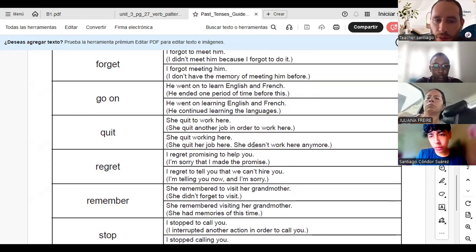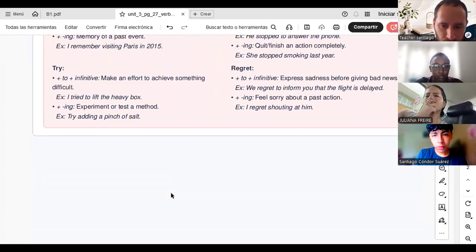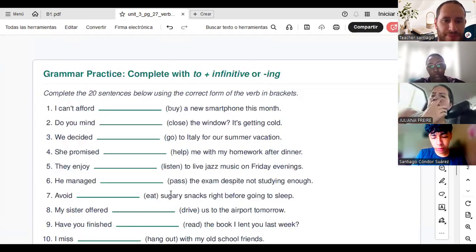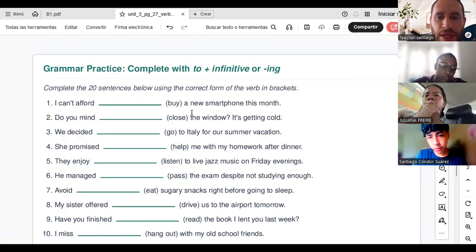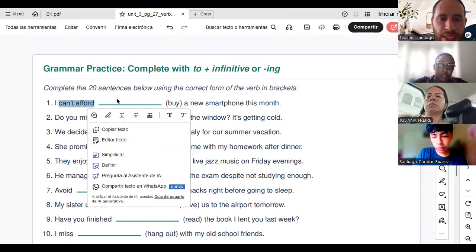Okay? So, I know this is a lot of information. So now, let's practice. Please keep this file open. In that way, it can help you. Mantengan el archivo abierto para que se puedan ayudar un poquito. So now, let's see. Practice. Complete the sentences below using the correct form of the verbs in brackets. So remember, we need to keep in mind this one.